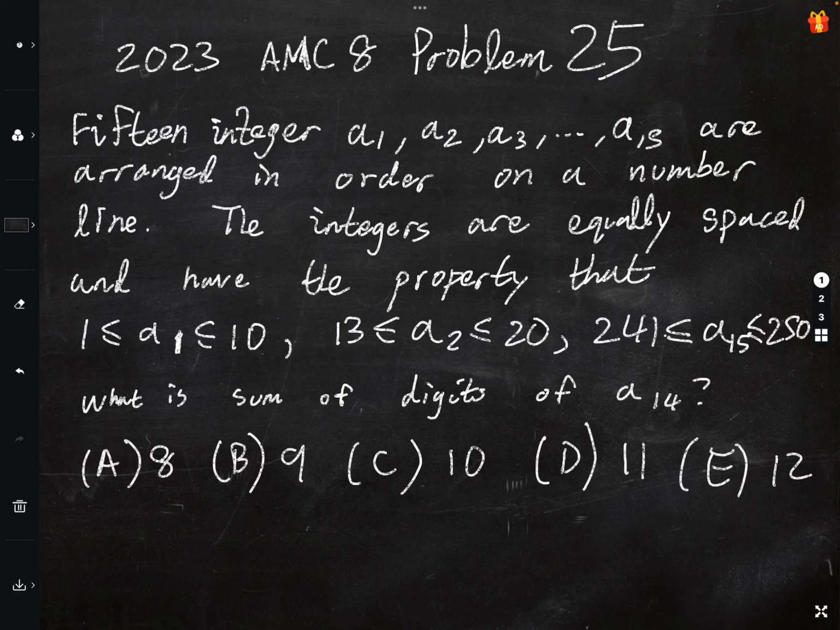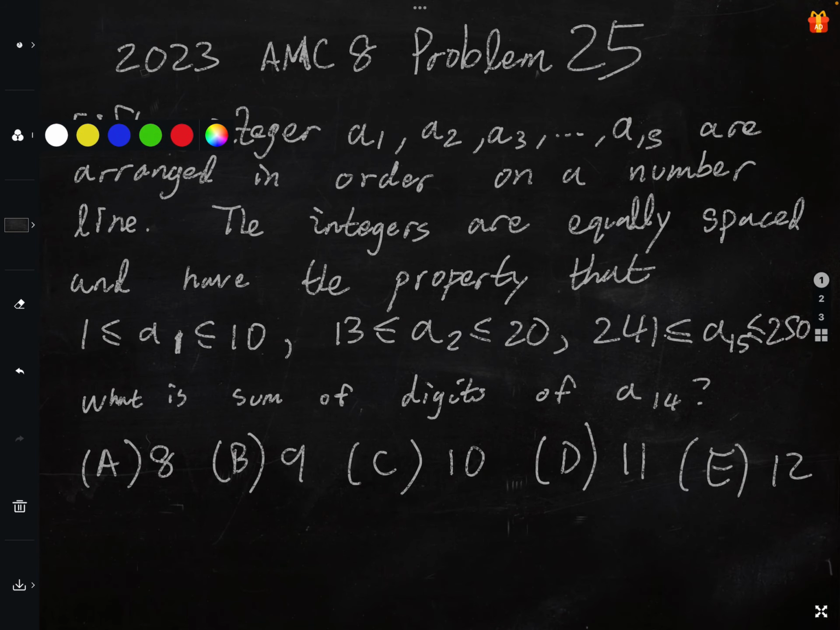15 integers a1, a2, a3 to a15 are arranged in order on a number line. The integers are equally spaced and have the property that 1 is less than or equal to a1 is less than or equal to 10, 13 is less than or equal to a2 is less than or equal to 20, and 241 is less than or equal to a15 is less than or equal to 250.